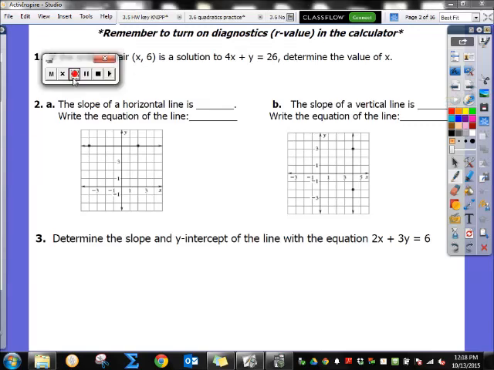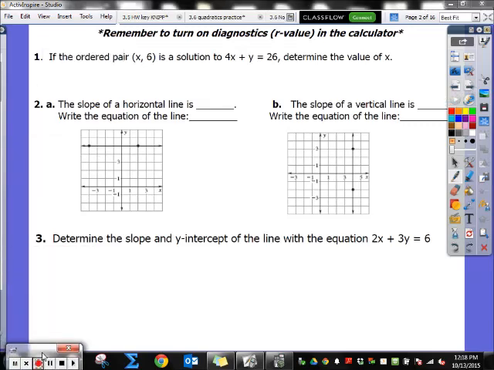The first question asks, if the ordered pair (x, 6) is a solution to 4x + y = 26, determine the value of x. So we just need to take the y value that is given, which is 6, and plug it in. So 4x + 6 = 26, and when we solve, x would equal 5.